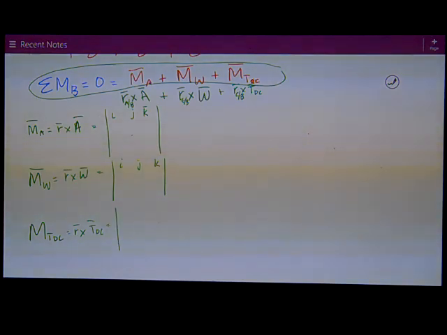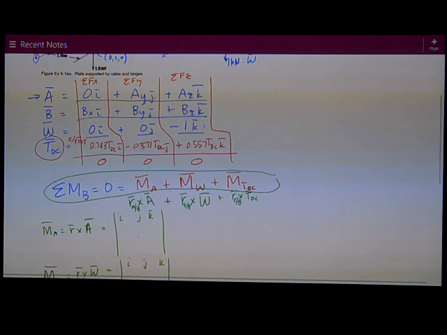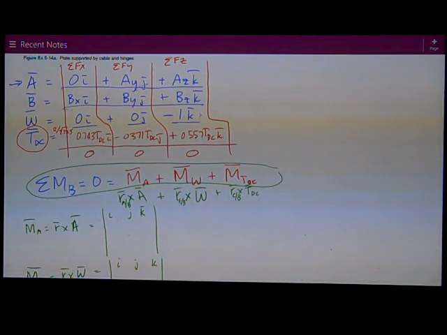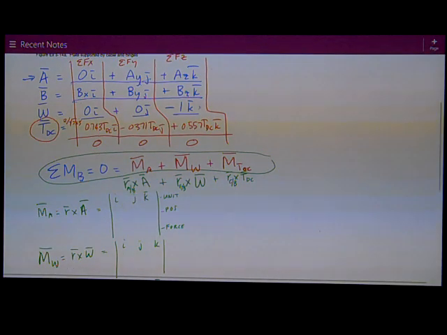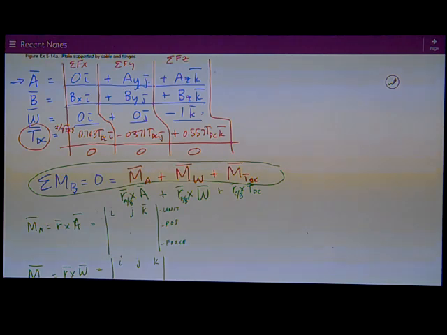And that's another 3x3 determinant. IJK on the top. Now, from up here in my forces, I've got everything in Cartesian form, so I can plug those in on the bottom line. Remember, these determinants are unit on the top, position in the middle, force on the bottom. So I can fill in the force for A. A is the force that goes on the bottom.